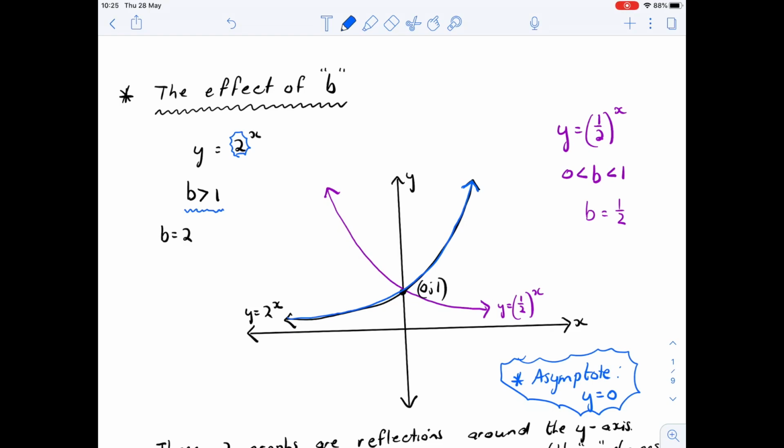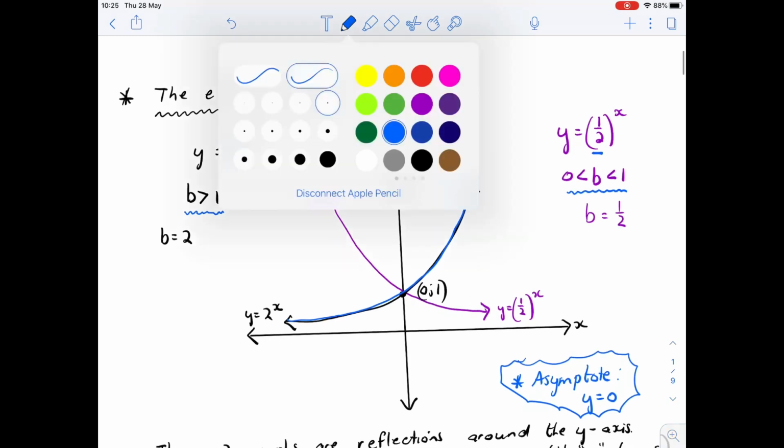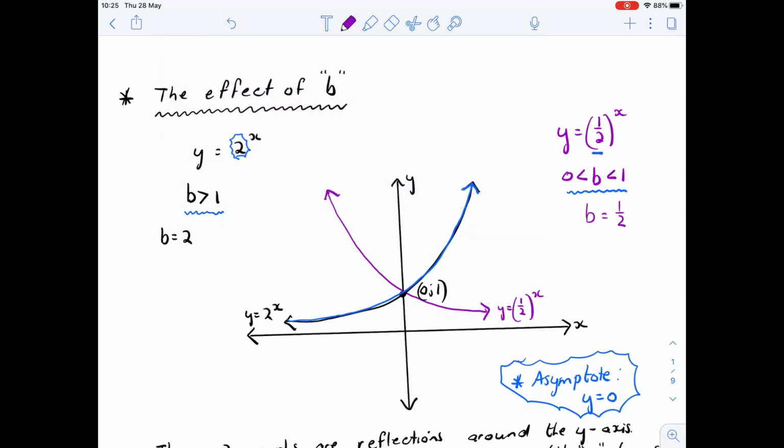The other one is if we have B to be a fraction. Remember, B can only be between 0 and 1. It can't be negative ever. So if we take, for example, B as a half, then as x gets bigger, the y gets smaller. We call that a decreasing graph. It goes down as x gets bigger and bigger along the x-axis, so y gets smaller and smaller and smaller.